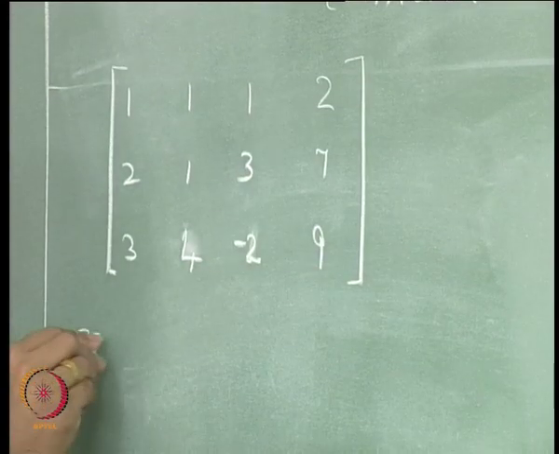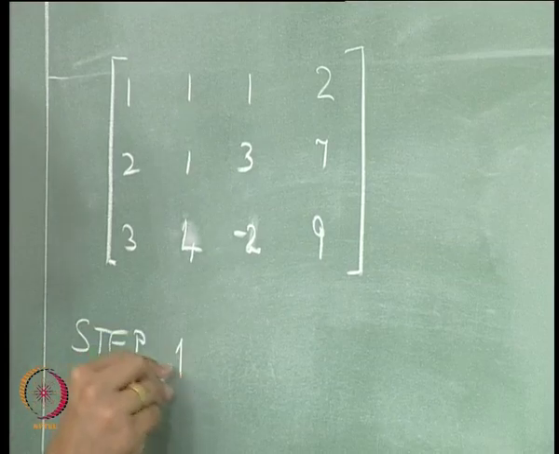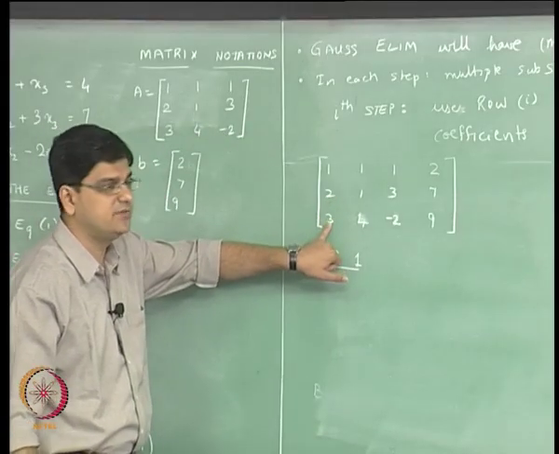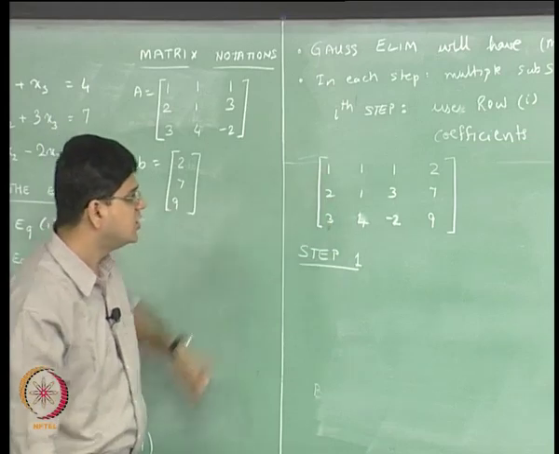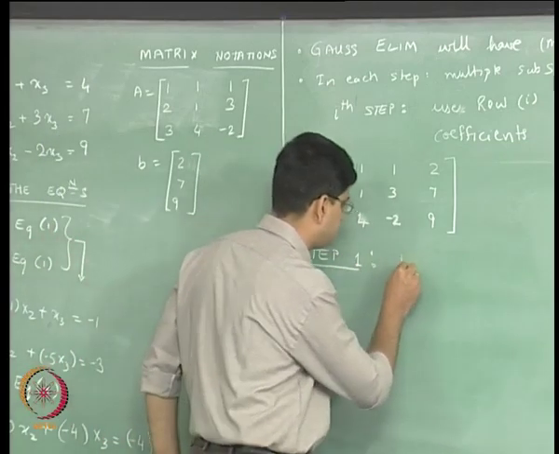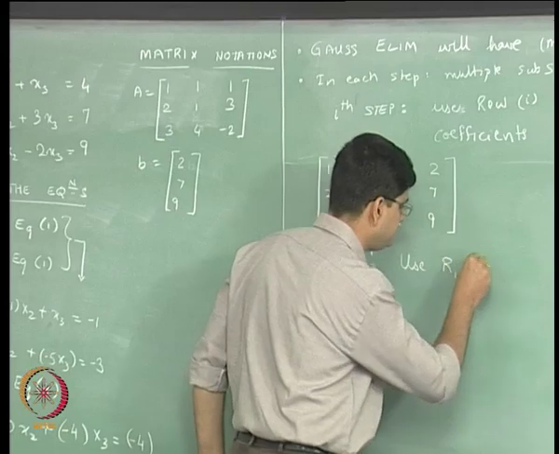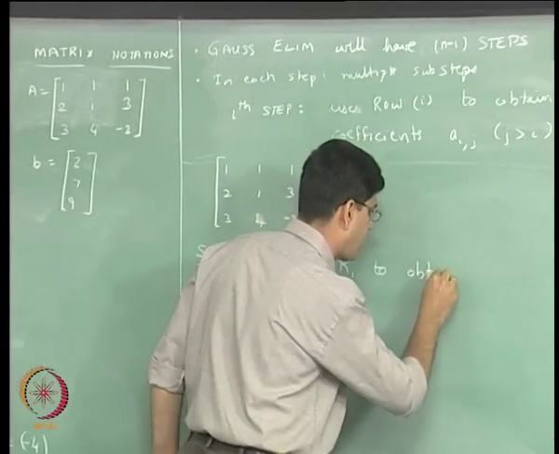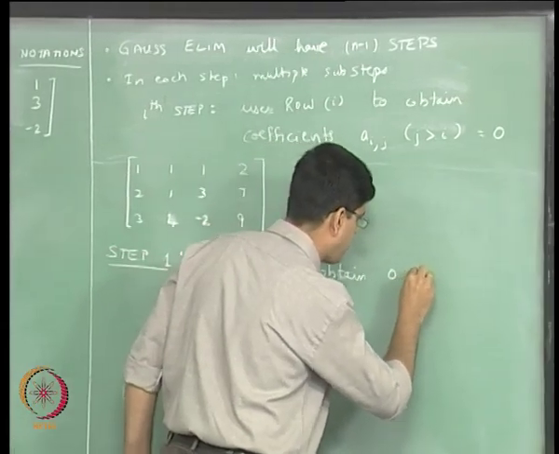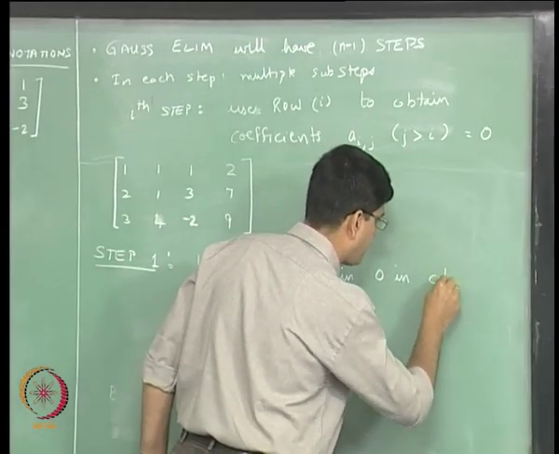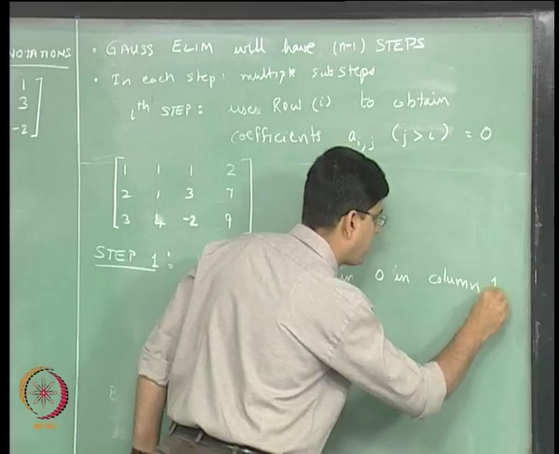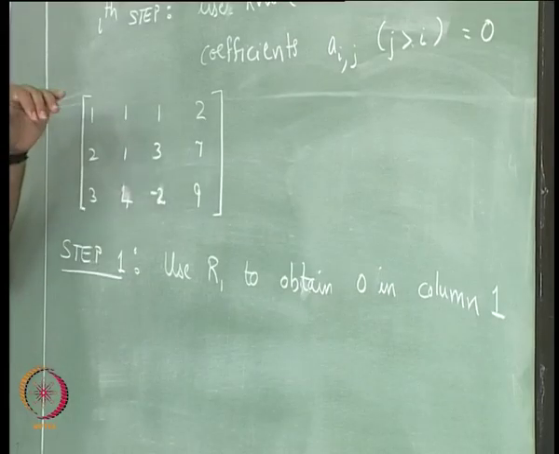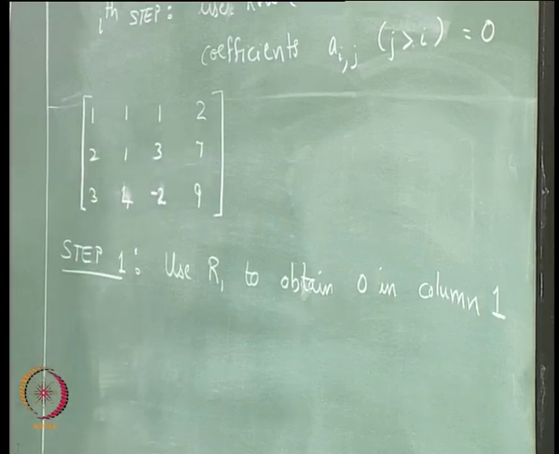Okay. Step 1 will involve making this and this element as 0. So step 1 is use R1 to obtain zeros in column 1 in row 2, row 3 and so on up to row n.